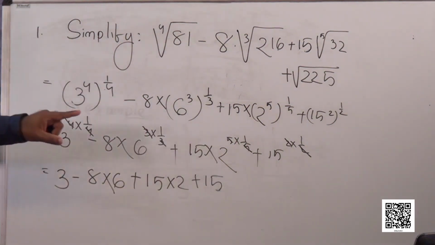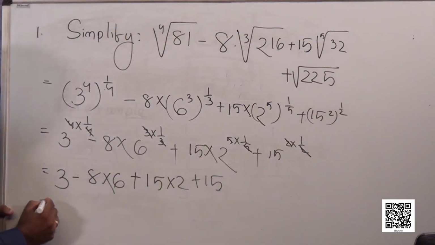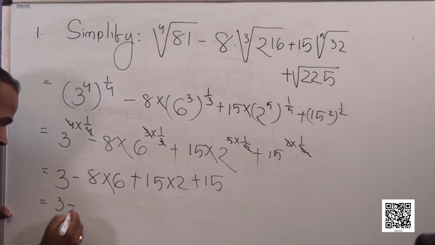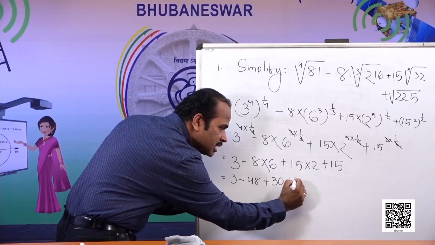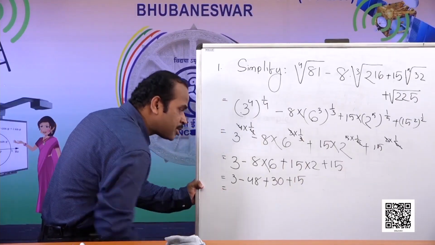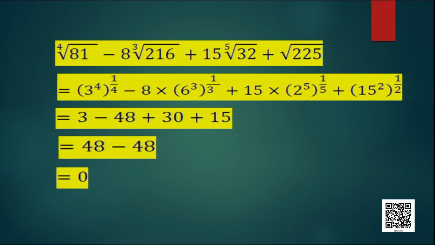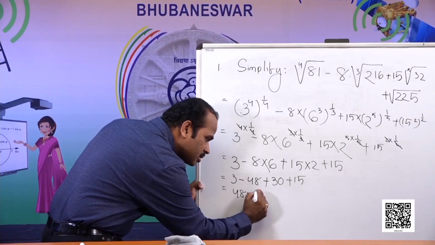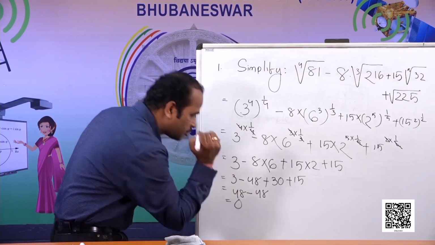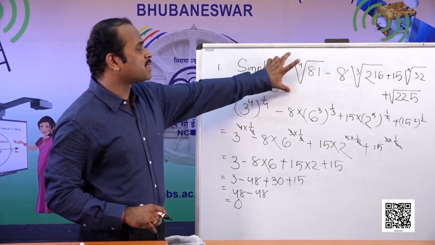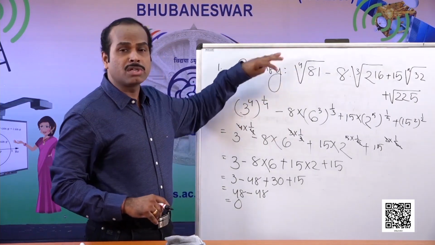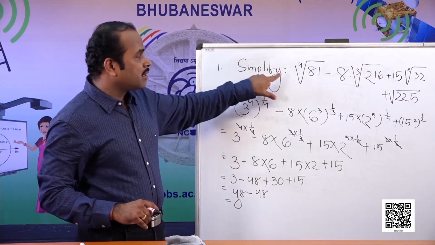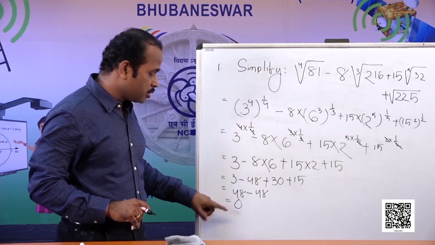Okay, because 15 to the power 1 is there. So finally what I'll get here now? 3 minus 48 plus 30 plus 15. So this gives us 30 plus 15 plus 3. These are plus. So I will write it here as 48 minus 48, and this is equal to 0. So I have started with this expression and I reached 0. So simplifying all this expression by using laws of exponent, I find this expression's answer becomes 0.